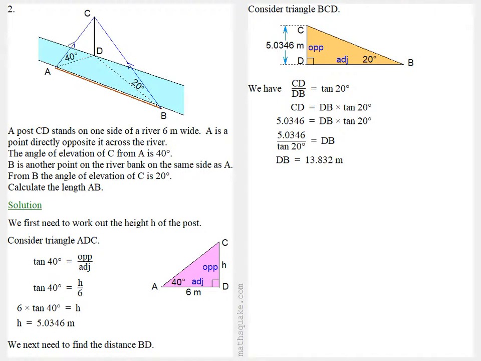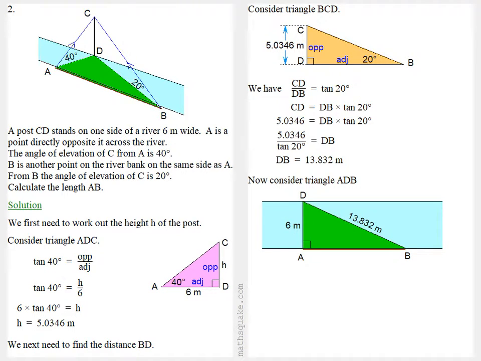But we want to work out the length AB. So now consider the triangle ADB. Let's draw a flat view of this. We see it's a right angle triangle, and so we can use Pythagoras' theorem. We have AB squared plus 6 squared is equal to 13.832 squared.